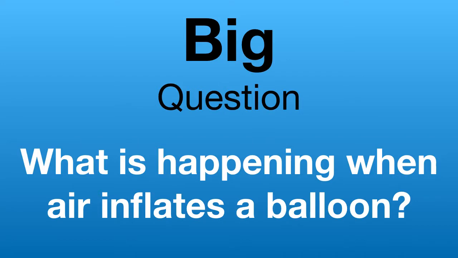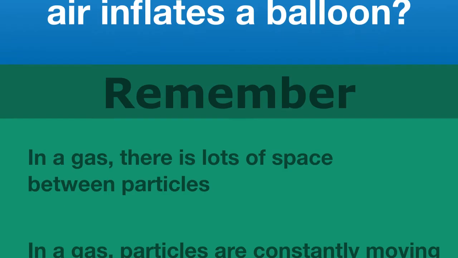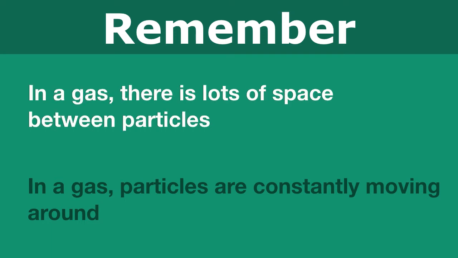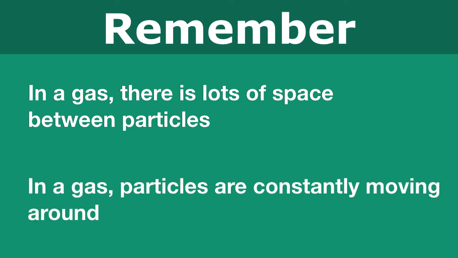So now let's bring it back to our big question. What is happening when air inflates a balloon? And make sure to remember the two science facts that helped us understand today's phenomenon. 1. In a gas, there is lots of space between particles. And 2. In a gas, particles are constantly moving around. That's all for today.